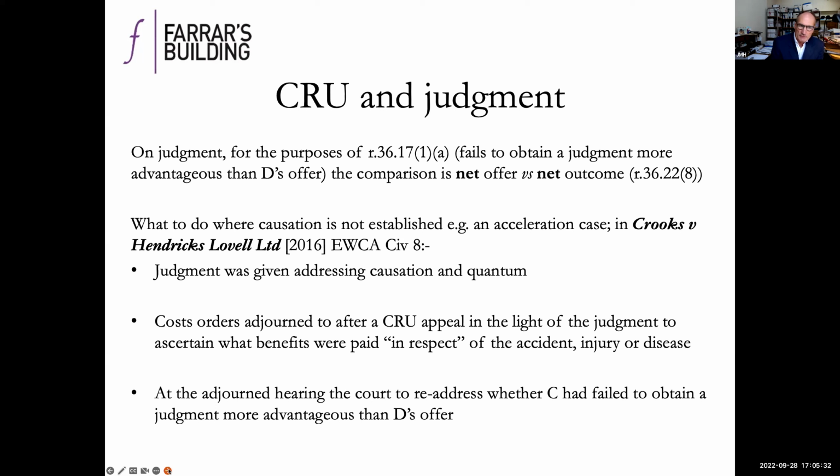Crooks and Hendricks Lovell. First instance, the way in which it was dealt with was that judgment was given that addressed the question of causation and quantum, and then cost orders were then adjourned to after the CRU appeal in the light of the judgment to ascertain what benefits were paid in respect of the accident, injury or disease. And then at the adjourned hearing, the court then readdressed whether the claimant had failed to obtain a judgment more advantageous than the defendant's offer. And in respect of that process, that was specifically approved by the Court of Appeal. So that's your mechanism when you've got a judgment.